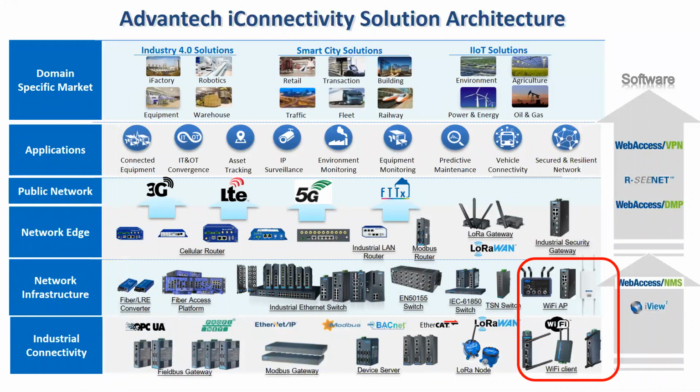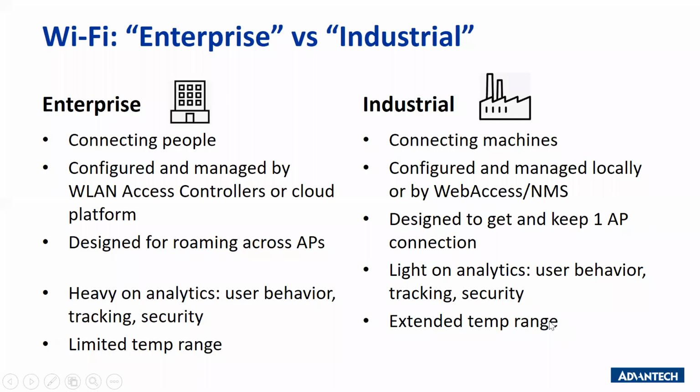Okay. Within the iConnectivity solution architecture, these are the devices here, just to see at a quick level. Remember, we talked about our LoRa nodes, we talked about cellular routers, we talked about the LoRa gateways and stuff, right? Here we're talking Wi-Fi access points and clients, all right?